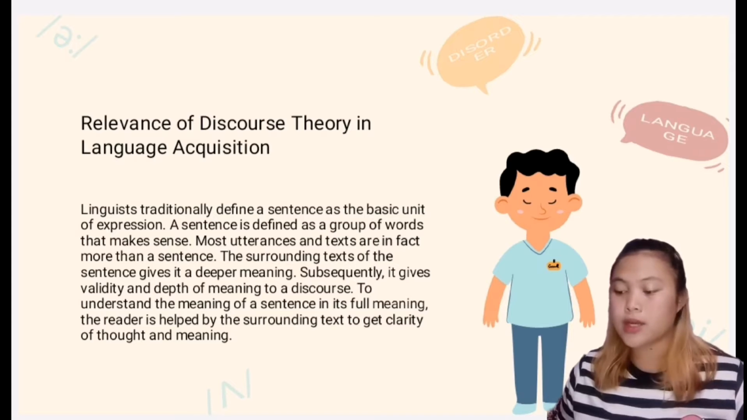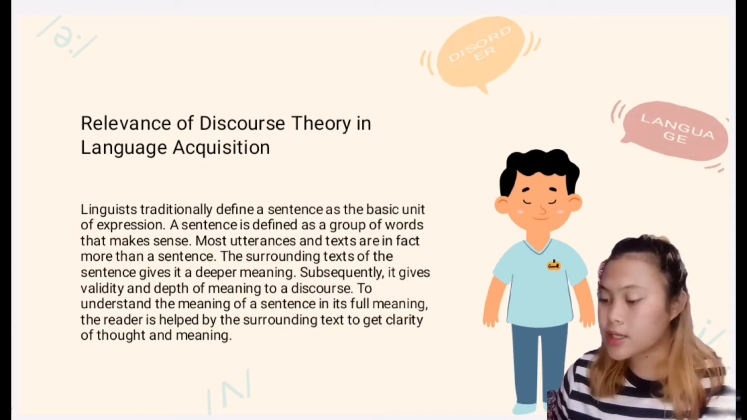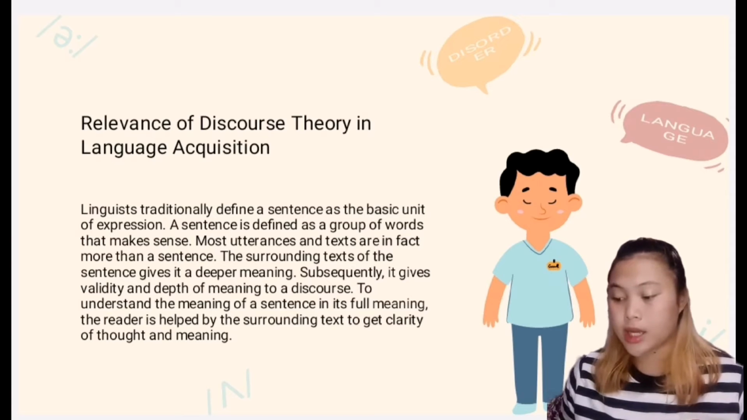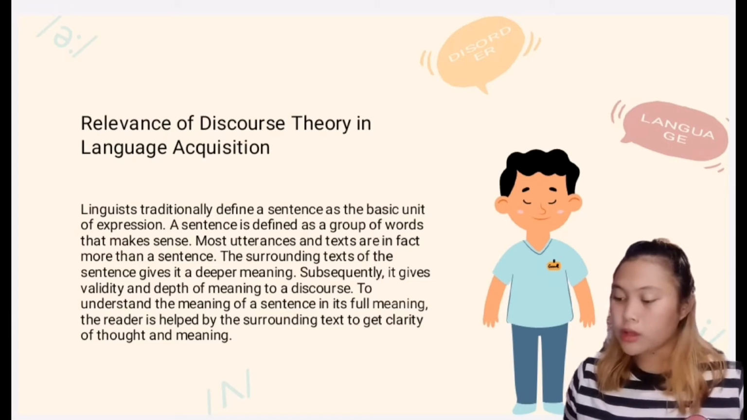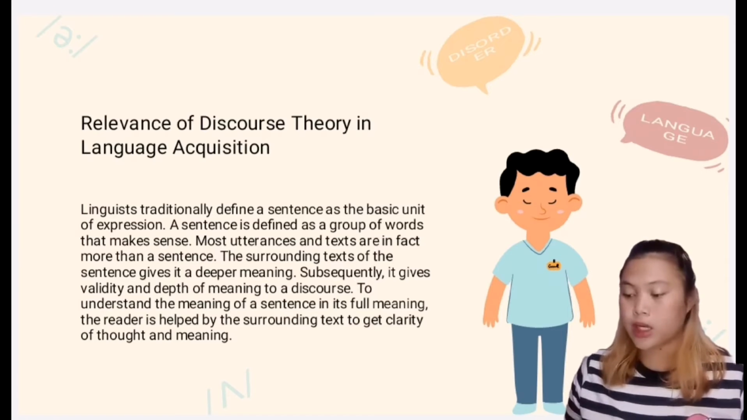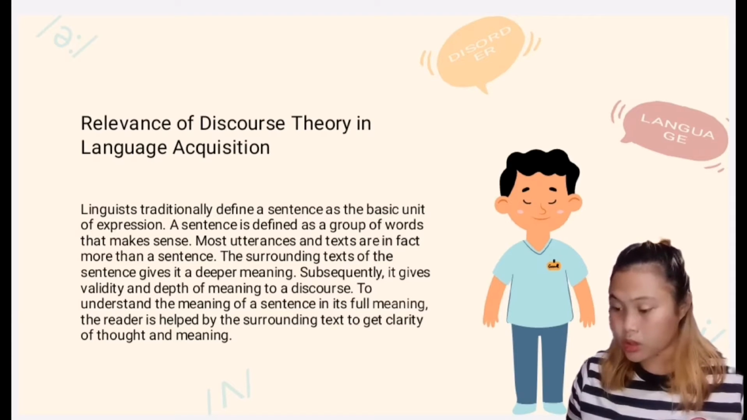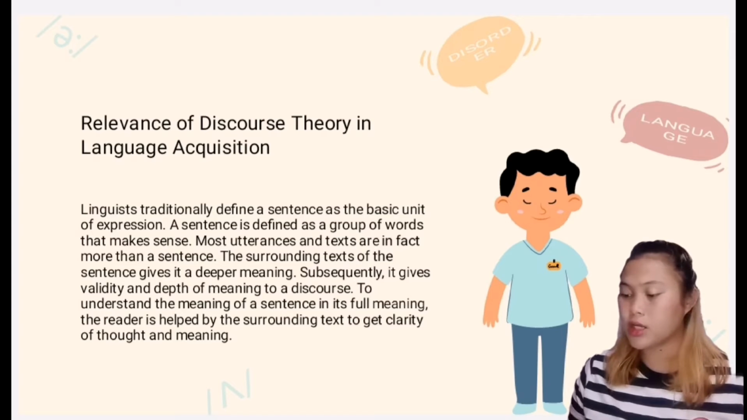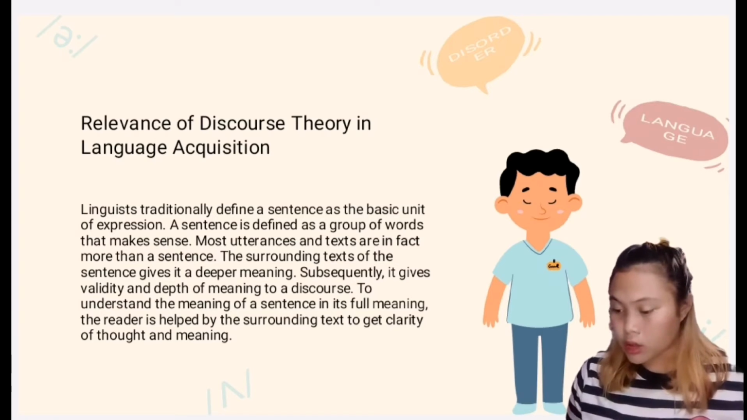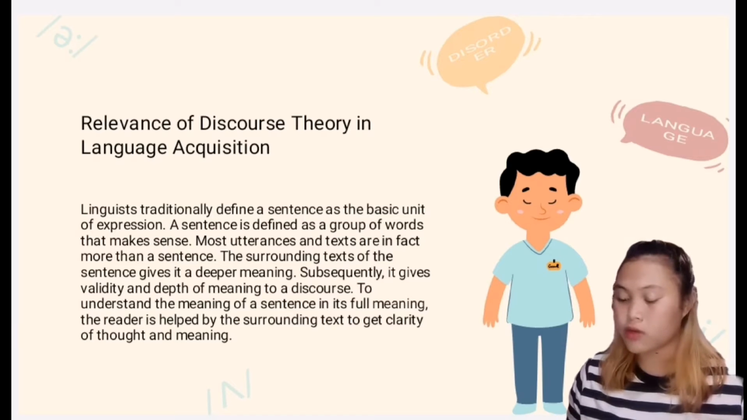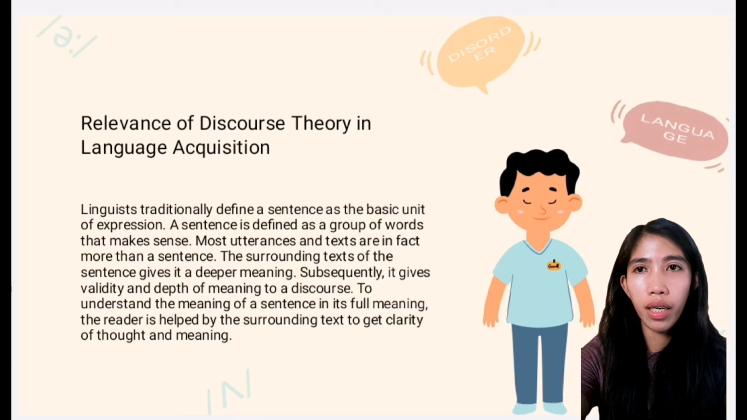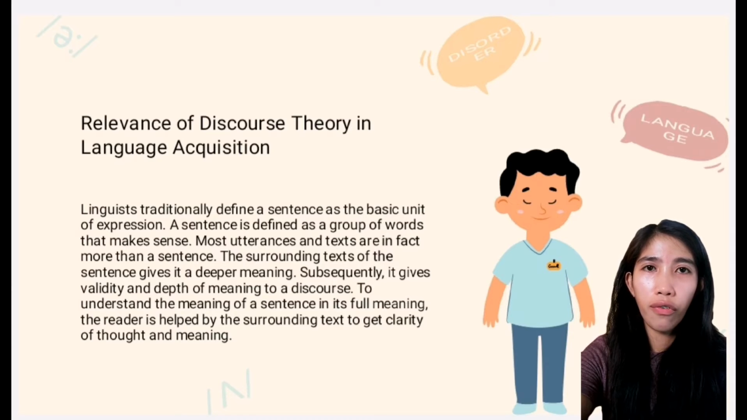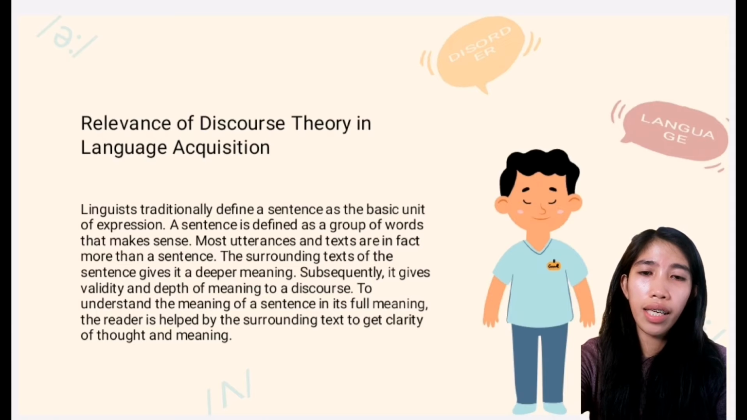Linguists traditionally define a sentence as the basic unit of expression. A sentence is defined as a group of words that make sense. Most utterances and texts are in fact more than a sentence. The surrounding text of the sentence gives it a deeper meaning. Subsequently, it gives validity and depth of meaning to a discourse. To understand the meaning of a sentence in its full meaning, the reader is helped by the surrounding text to get clarity of thought and meaning. For us to feel the emotion or message of the text, we must say it to feel it deeper and for us to understand it more.